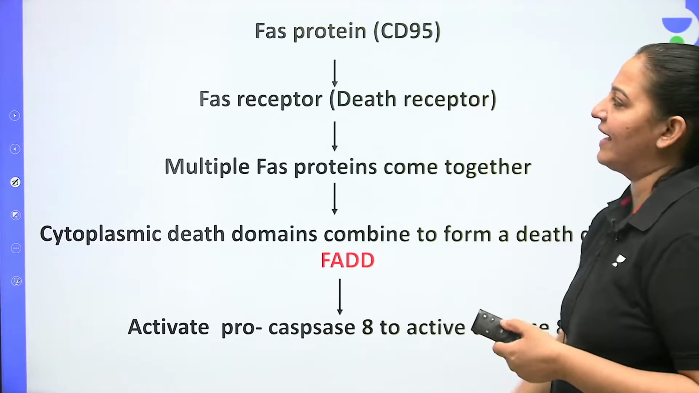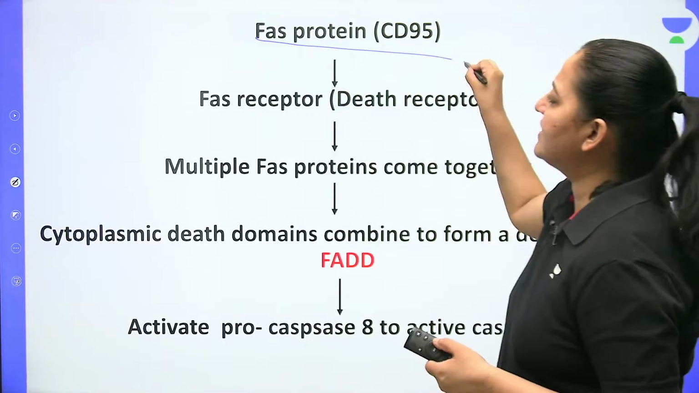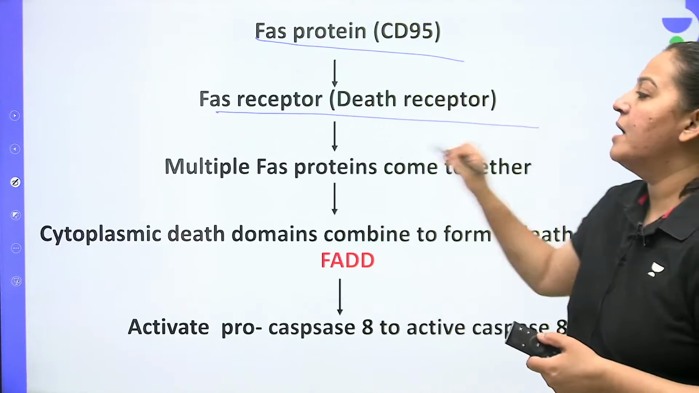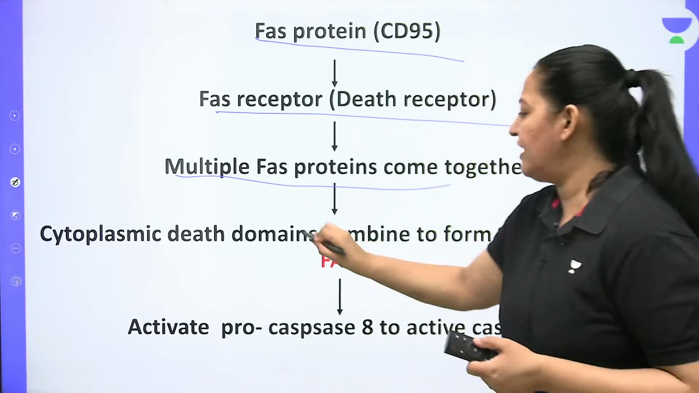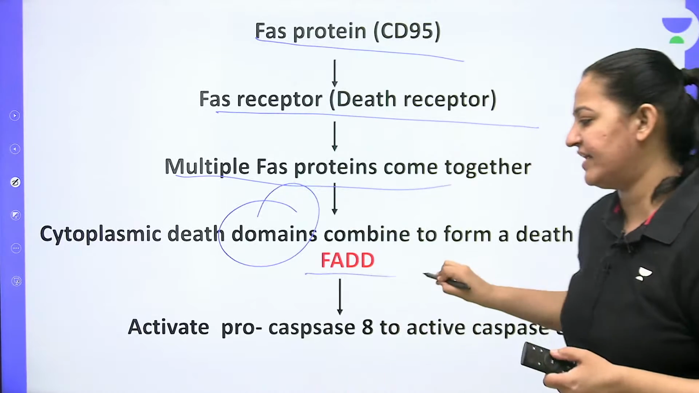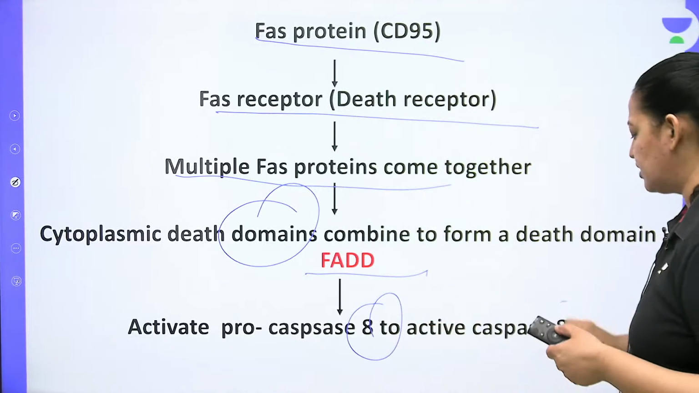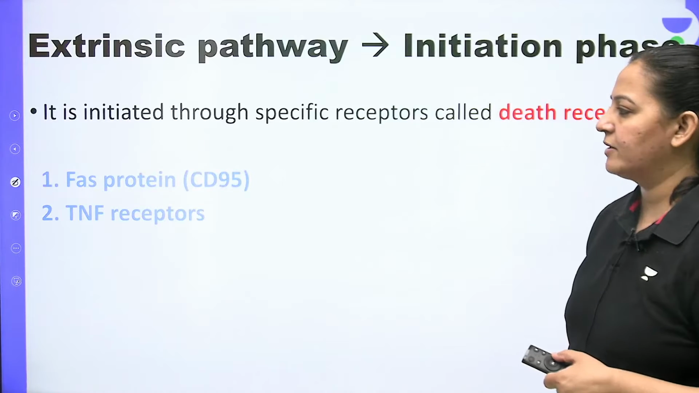You can write down like this in your exam. FAS ligand is coming, binding with the FAS receptor. Multiple FAS receptors come together. They form a domain. The name of the domain is FADD, because of which procaspase 8 converts into active caspase 8. So give me a thumbs up.